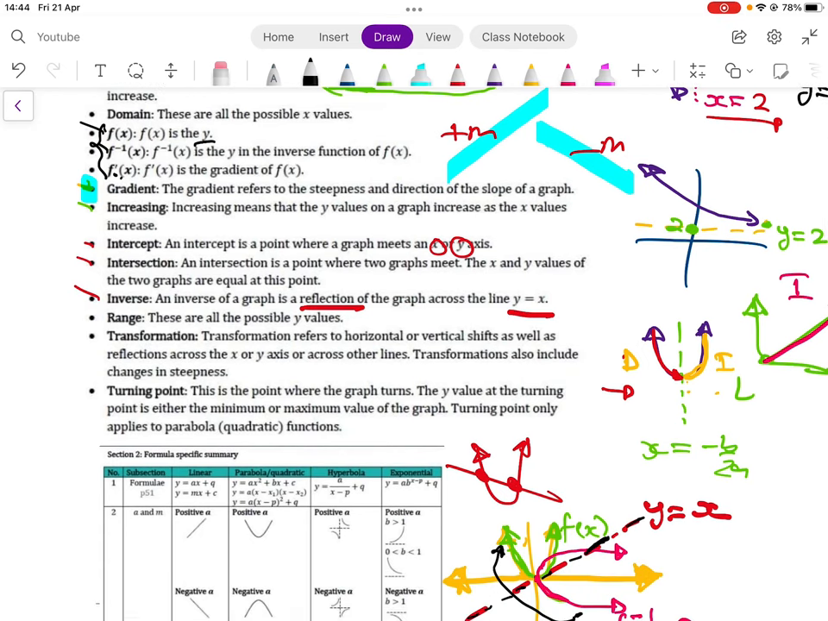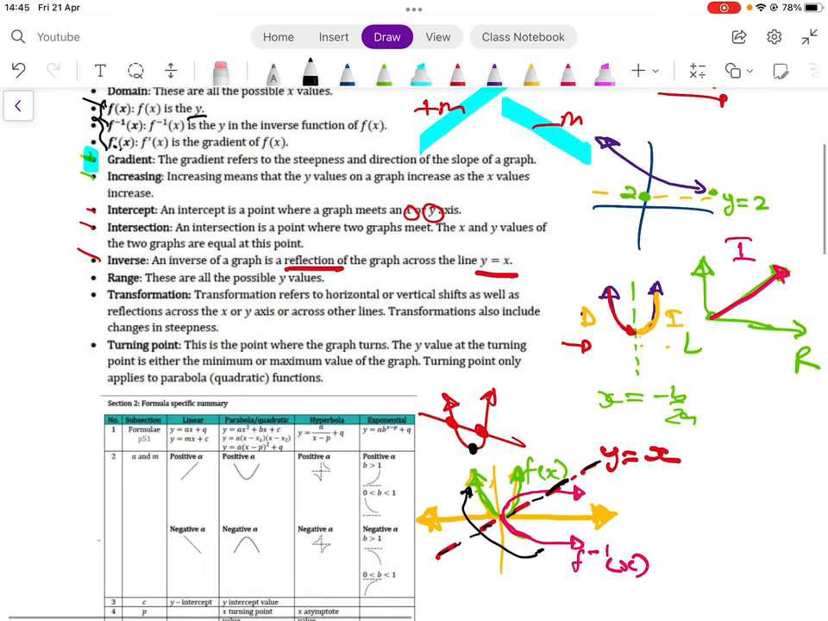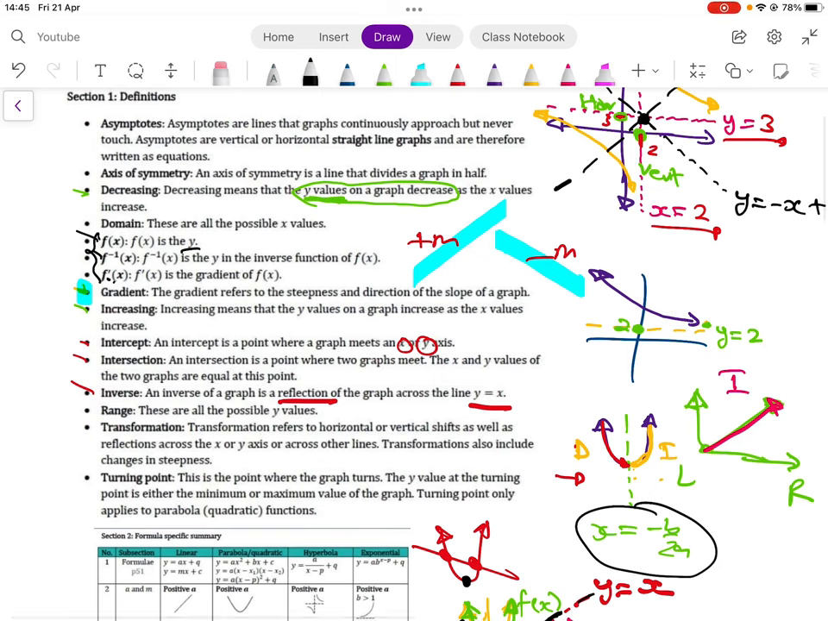We have transformation and turning point. Turning point is only applicable to parabolas or quadratic functions. It's basically just the point where the graph turns. We'll look later, when we do some examples, at how to get the coordinates of the turning point. But basically, the turning point is just that point where the graph turns. It was going down, now it's going up. It was going up, now it's going down. So that's the turning point. There's nothing special about it.